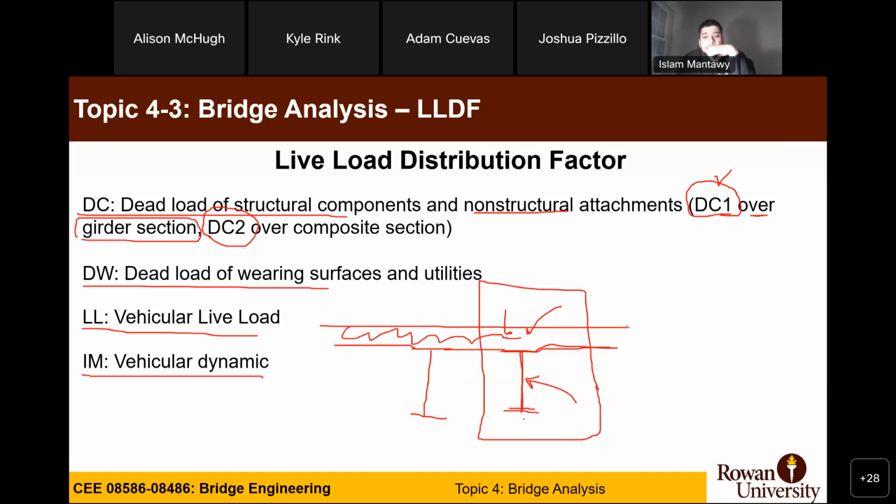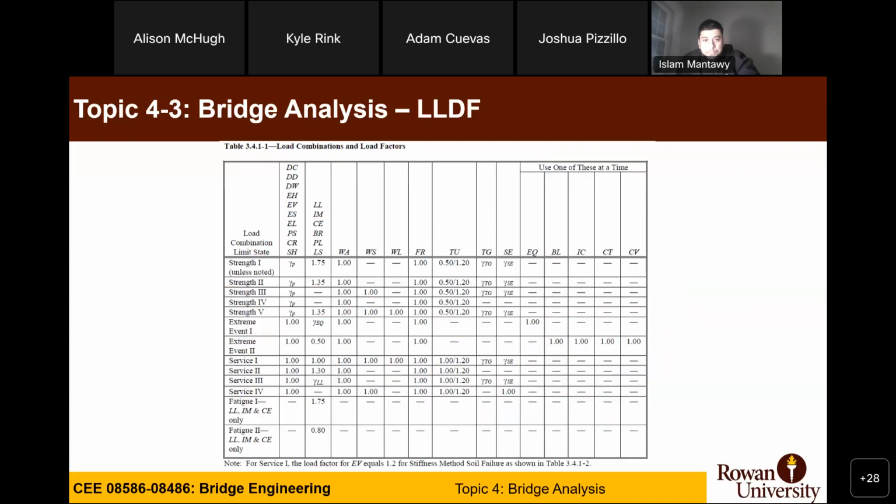So if you cast something later, maybe the concrete rail or barrier, this will act on a composite section. So steel and the slab will act compositely. Do you guys have any question in this difference between DC1 and DC2? If you don't have any question, I'll move forward to the next slide.